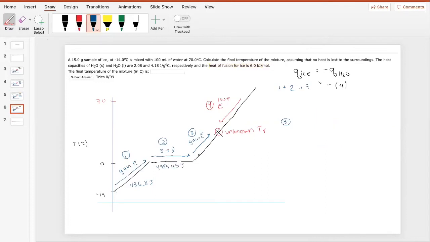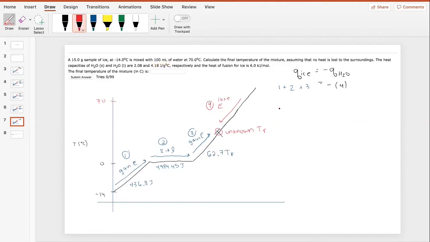Step 3 is another diagonal line, so we're going to use Q equals mc delta T, but here it gets a little tricky because we don't know what our TF is. So we're going to leave this in terms of variables, and we'll see that Q is equal to our original 15-gram sample times now the specific heat of water as a liquid, because we underwent this phase change into the liquid phase, and then we're going to multiply it by the final temperature, which is right now an unknown, minus 0 degrees Celsius. If we do the algebra to multiply this out, we get 15 times 4.18, which is 62.7, multiplied by TF minus 0. So the 0 will cancel out, and we'll just have 62.7 TF.